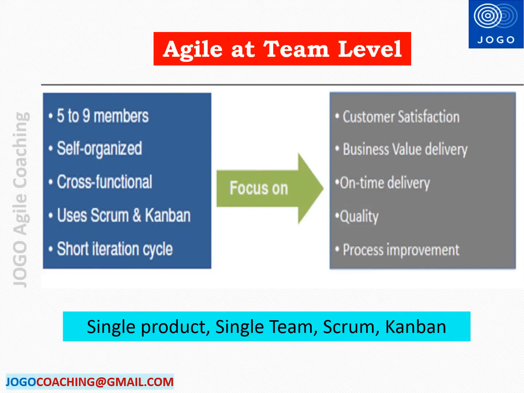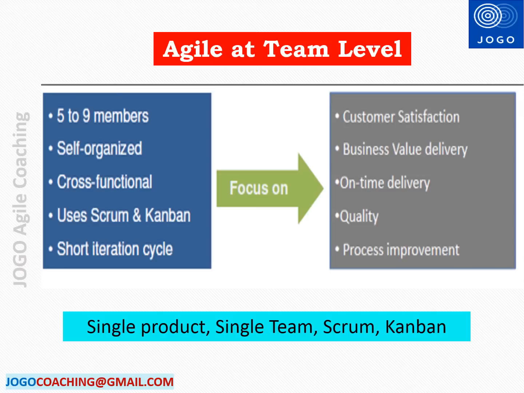Let's understand what is Agile at the team level. In other words, team level Agile. As you are aware, Agile teams will be smaller in size. Usually, the recommended team size is from 5 to 9 members. Agile teams will be self-organized and cross-functional. Scrum or Kanban framework will be used to drive the agility at the team level.